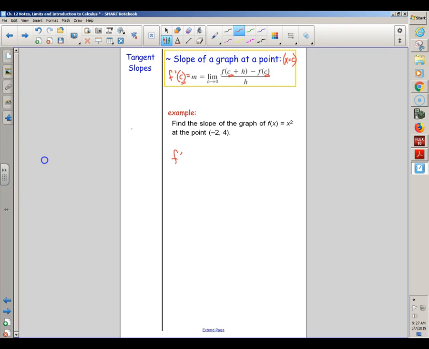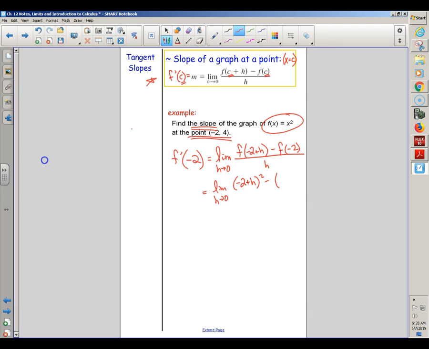So if you did want to find the slope at this point using this formula, you would say f prime of -2 equals, wait, why -2 and not 4? 4 is the y. We want the x. And then I would just set up my difference quotient with limit as h goes to 0. But instead of f of x plus h, I do f of -2 plus h minus f of -2 all over h. Then I would go to my function and plug in. So I get the limit as h goes to 0 of (-2 plus h) squared minus (-2) squared all over h.